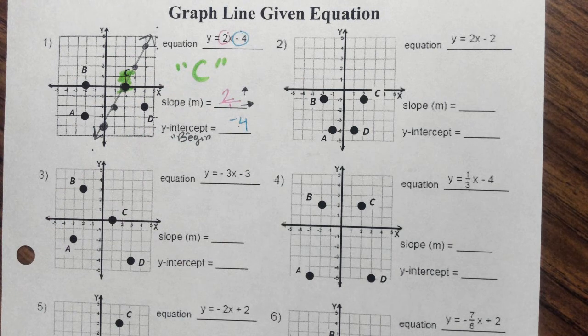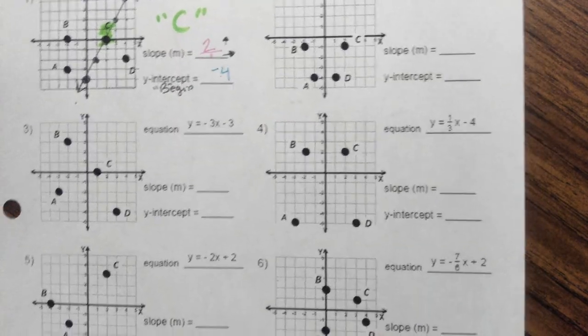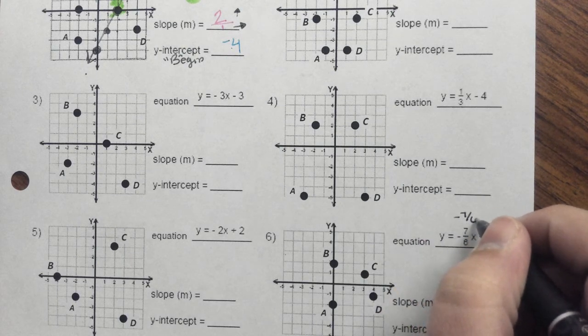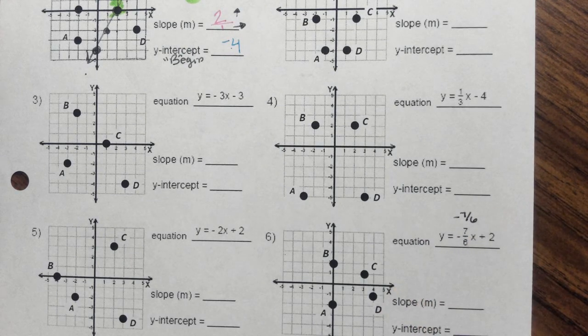If you have any questions about how to complete the homework or about how to graph lines, please ask me. While we're here, look at number 6. That slope is -7/6. That says -7/6, not -7/8.